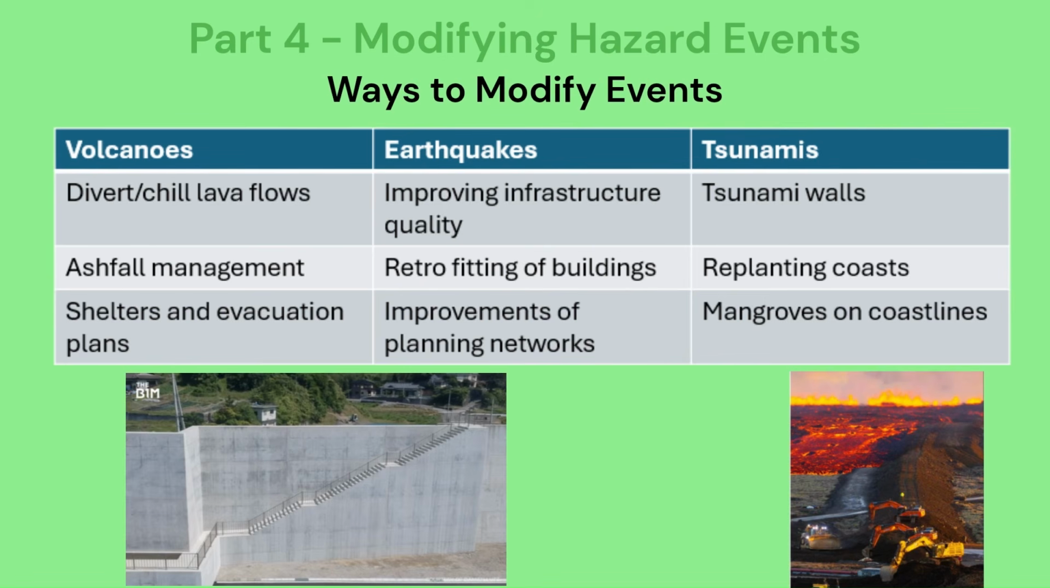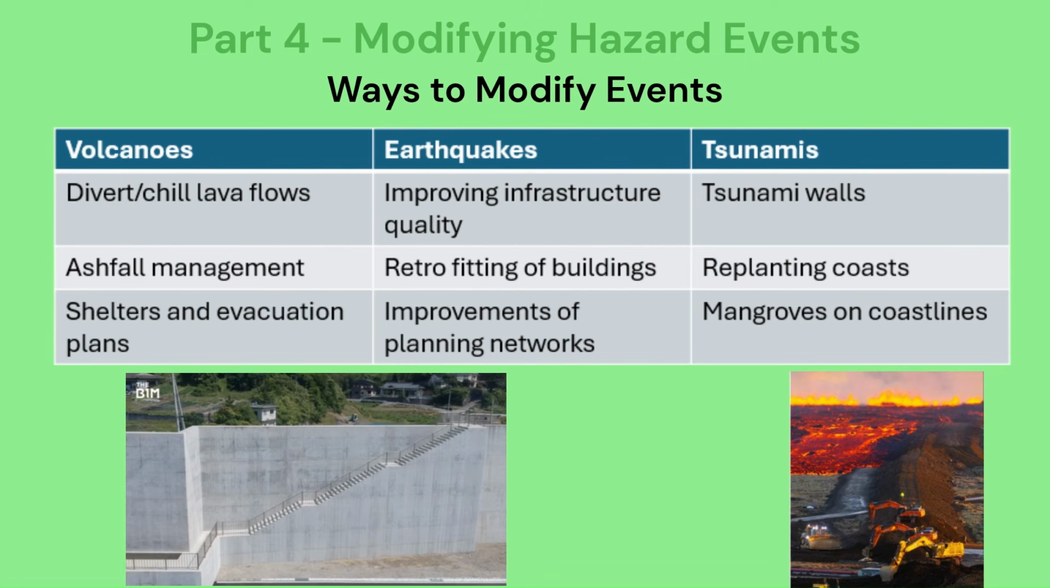This table shows methods to modify hazard events. Earthquakes and tsunamis cannot be modified in a way to change their nature, but methods can be used to improve resilience. For example, retrofitting and construction of tsunami walls. For volcanoes, lava diversion can be used. Efforts to redirect lava flows using barriers or trenches can help protect infrastructure and settlements. However, this is often difficult and costly.